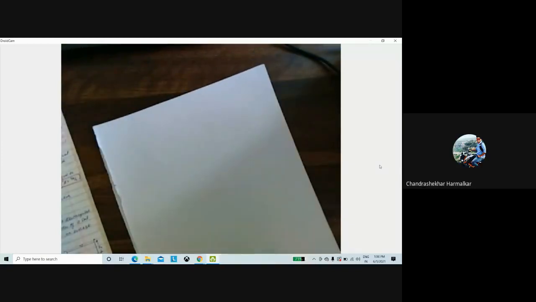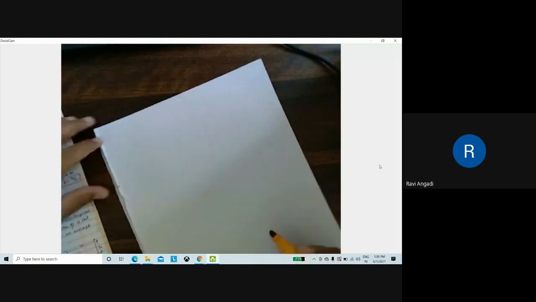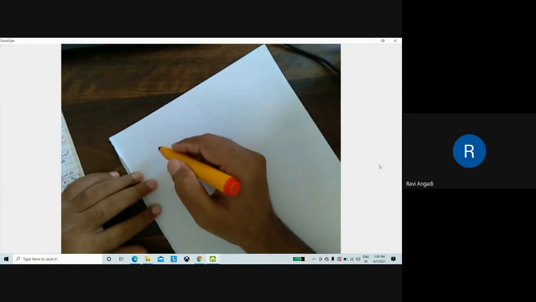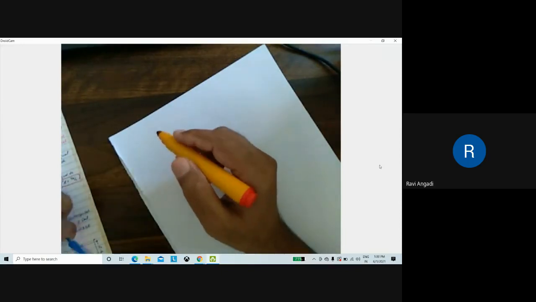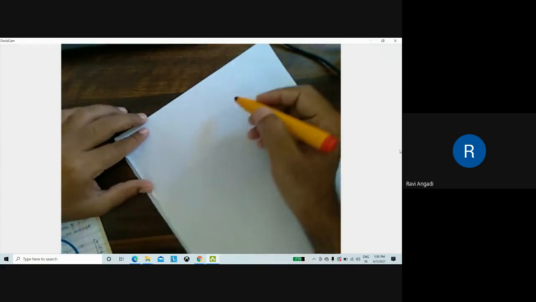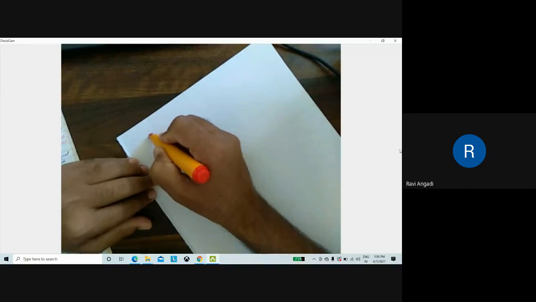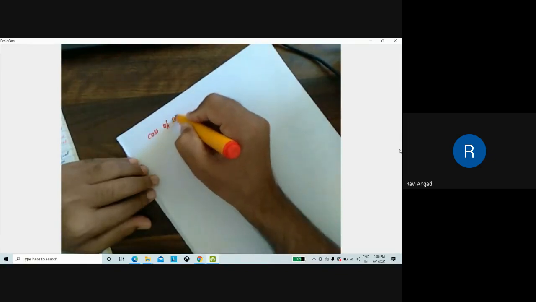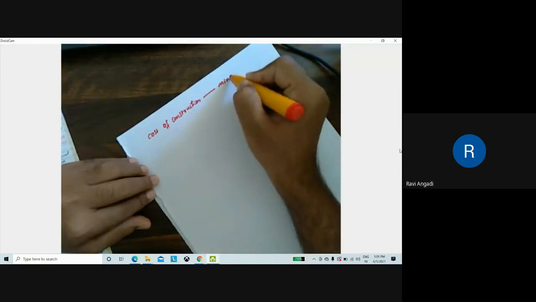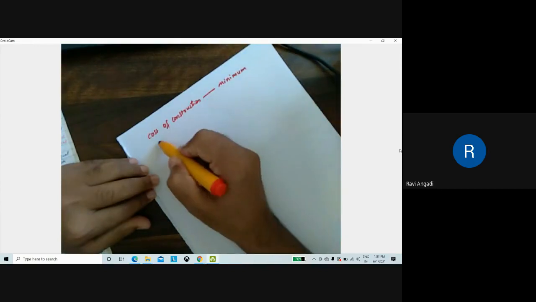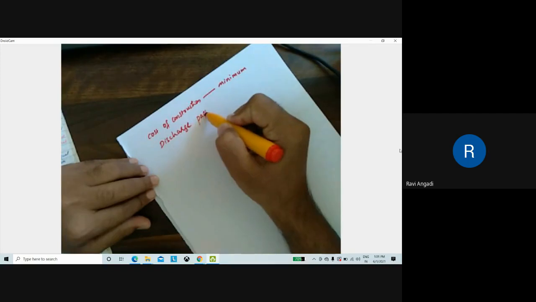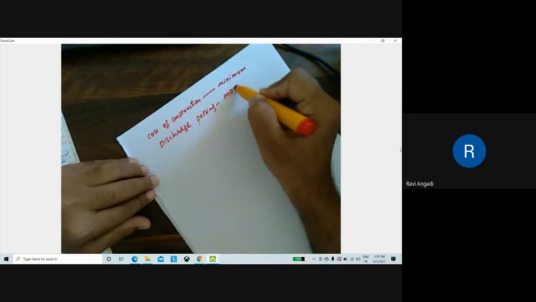Yes, sir. Okay. Now, coming to the most economical channel section. The most economical channel section, as I said, the cost of construction should be minimum, and at the same time, the discharge should be maximum. Cost of construction should be minimum. But the discharge passing, it should be what? Maximum.